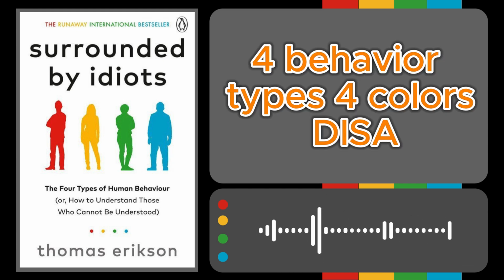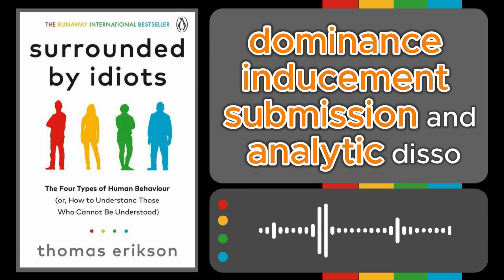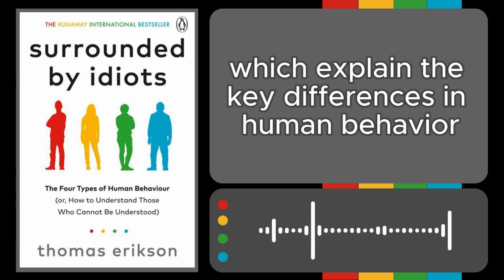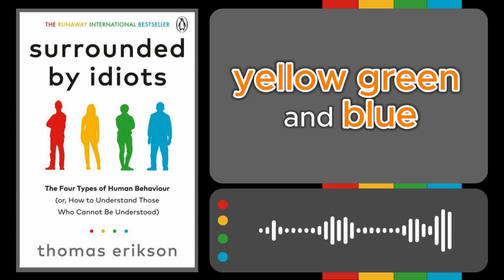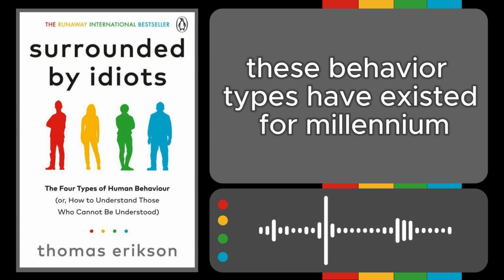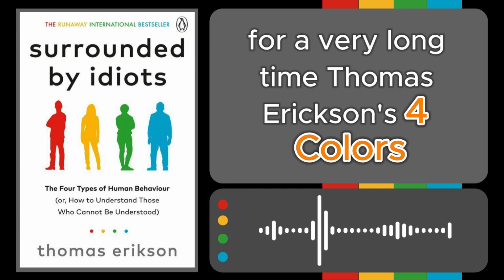4 behavior types, 4 colors, DISA. This book describes 4 behavior types: dominance, inducement, submission, and analytic, DISA, which explain the key differences in human behavior and communication. Each behavior type is associated with a color: red, yellow, green, and blue. These behavior types have existed for millennia, i.e., people have been behaving like this for a very long time.